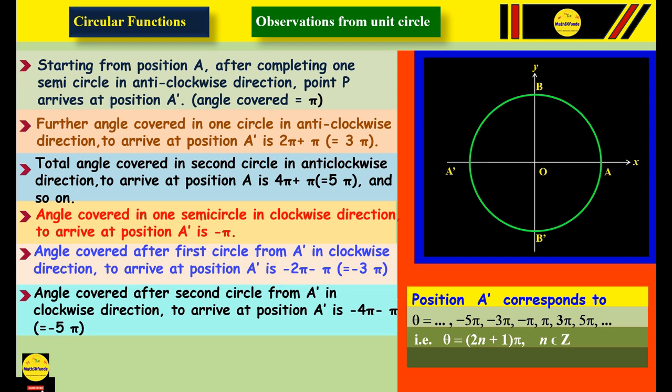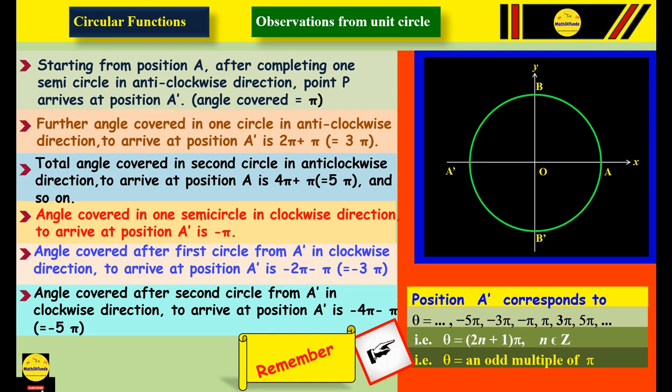But how do I write that mathematically? We know 2n is an even number. We have already seen. You add 1 to it, you will get an odd number. So I can write 2n plus 1 in place of an odd number. So an odd multiple of pi means multiplying pi by 2n plus 1. That will give you an odd multiple of pi. So there are various ways to write those angles. Either you make a list, or you write in that mathematical form, or you write in wording, like a statement. So this is about position A dash.